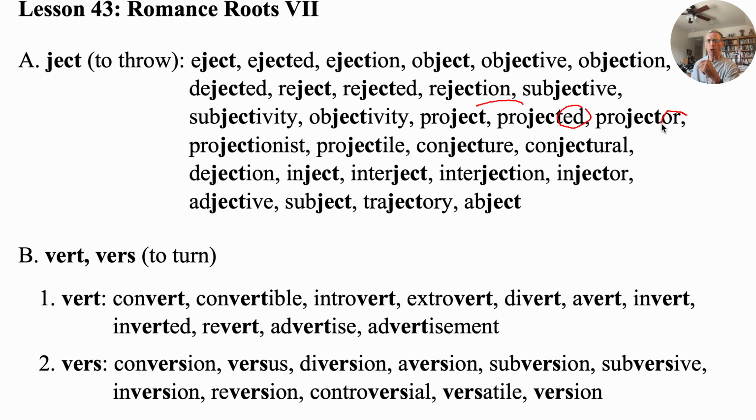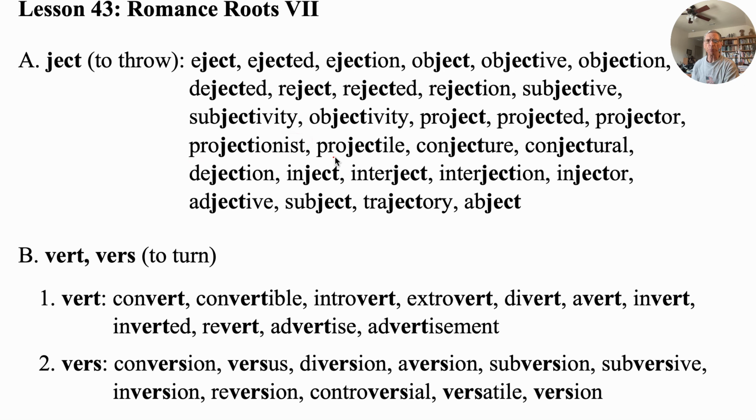And then we put OR, which is, of course, an agent. And so the projector, you could even call a person as projecting something. He's the projector. But usually we think of it in terms of a video projector. It's going to show a picture on a screen. And the person that does that is a projectionist, okay? The person that shows the film on the screen.